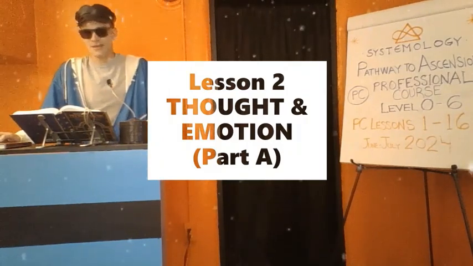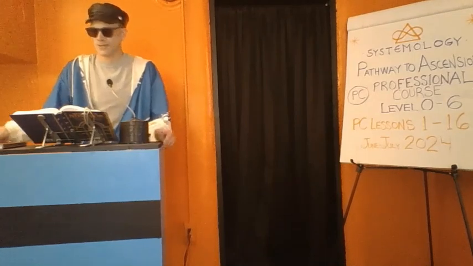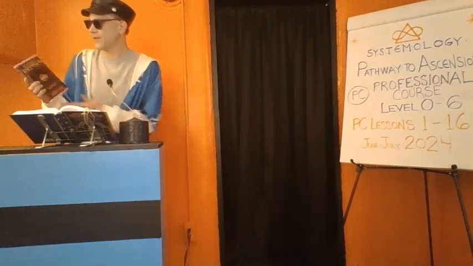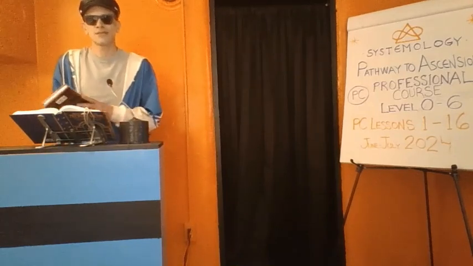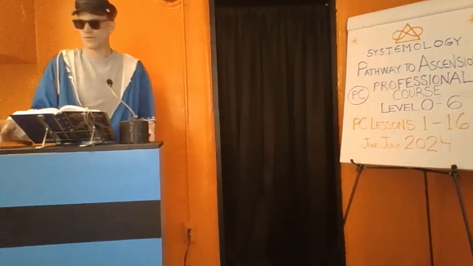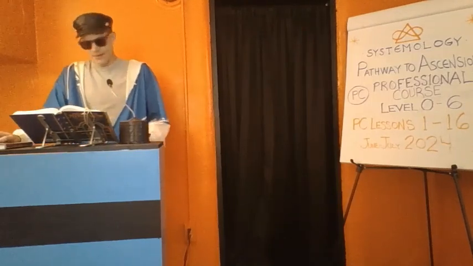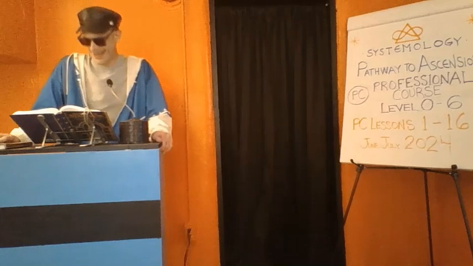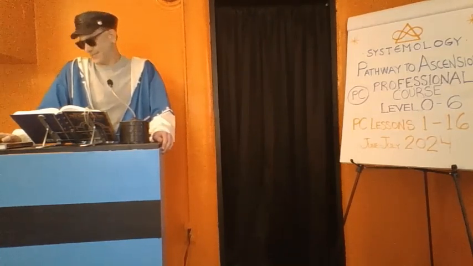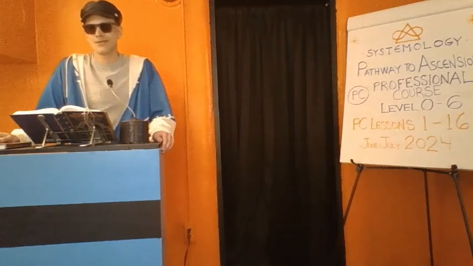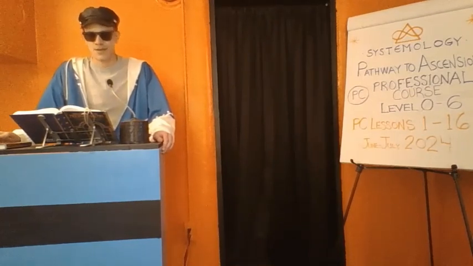Thank you. This is the second lesson, lesson 2 of the Pathway to Ascension professional course. We're working out of Pathway to Ascension Volume 1. This is for New Standard Systemology, developed last year for 2024. And if you're using the booklets, I still need to bring in the booklet versions. If you're using the booklets, it's the second booklet. It's professional course booklet number 2, and the title is Thought and Emotion.